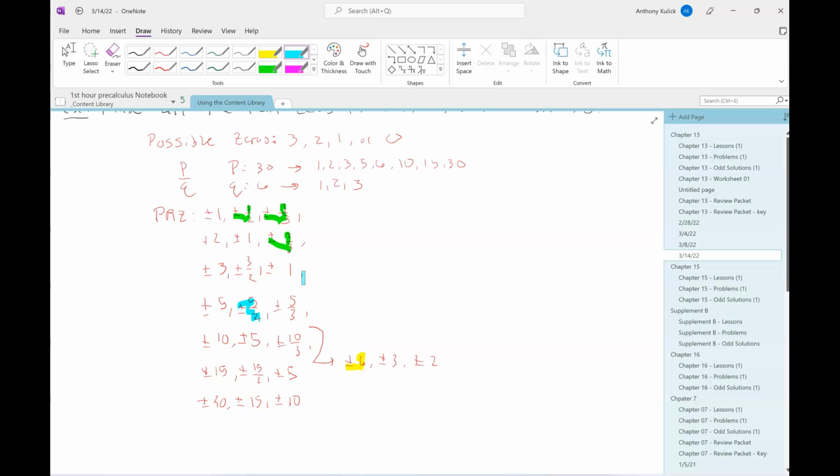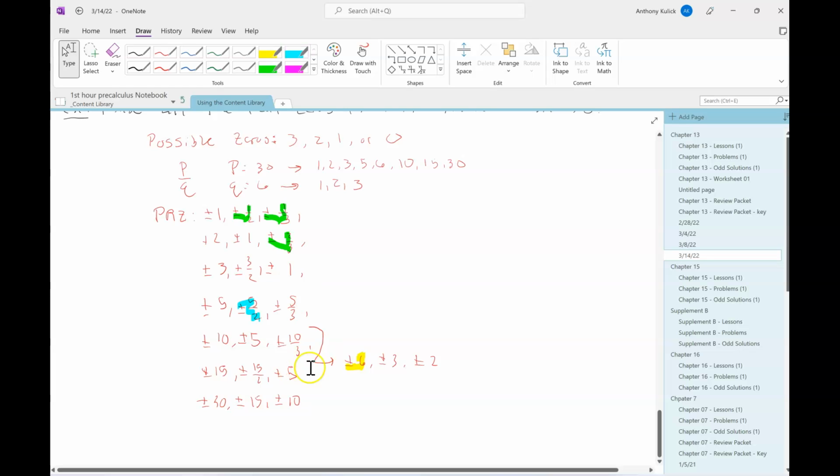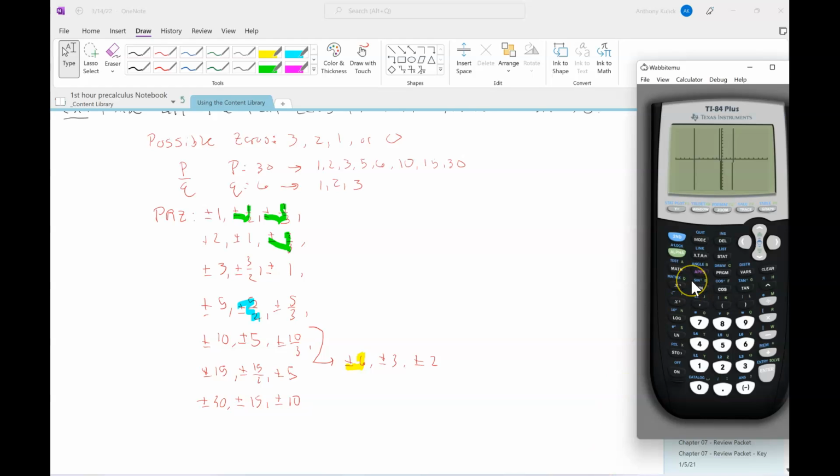Leo asks whether, instead of writing all the possibilities out first, it would be faster to check the graph first. That's a possibility. Well, here's the thing. Not every spot on the graph is going to correspond to one of these possibilities, which is a problem. That's why we typically do the rational zeros first.